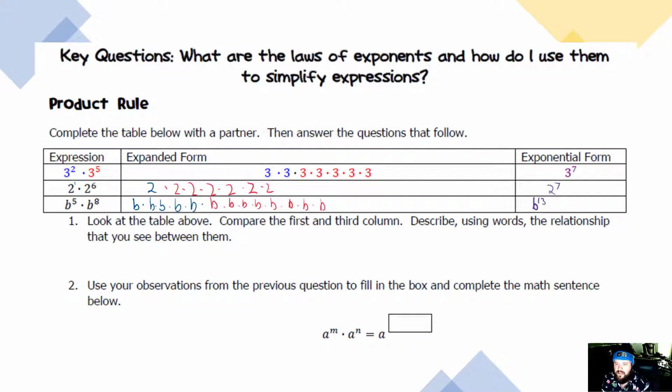Look at the table below. Compare the first and third column. Describe in your own words the relationship that you see between them. We'll say that to multiply powers with the same base, you need to add the exponents. Number 2: use your observations from the previous question to complete the math sentence below. We have a to the m times a to the n. Therefore, we're going to take m plus n.